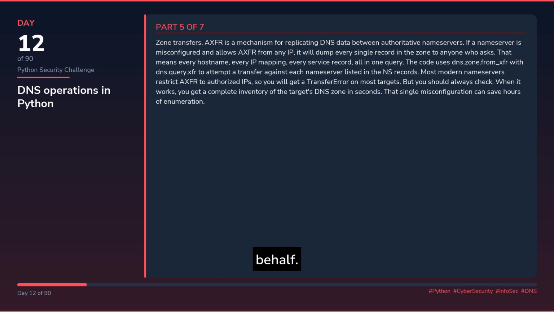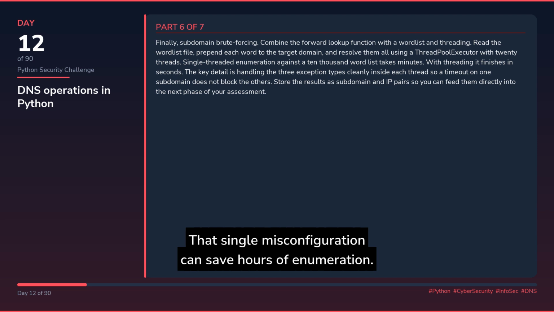The code uses dns.zone.from_xfr with dns.query.xfr to attempt a transfer against each name server listed in the NS records. Most modern name servers restrict AXFR to authorized IPs, so you will get a transfer error on most targets. But you should always check. When it works, you get a complete inventory of the target's DNS zone in seconds. That single misconfiguration can save hours of enumeration.